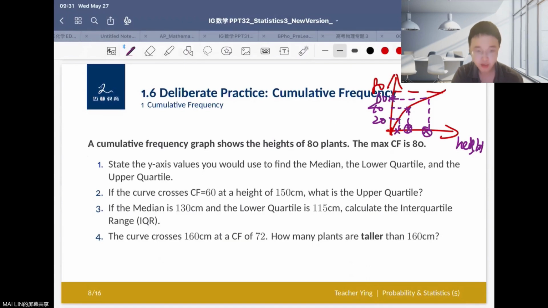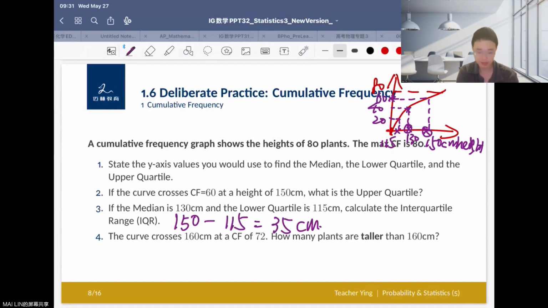The second problem is that if a curve crosses CF equals 60 at 150 centimeters, the upper quartile is 150, right? And the median is 130 and the lower quartile is 115. So the interquartile range is the upper quartile of 150 minus the lower quartile of 115, which equals 35 centimeters.